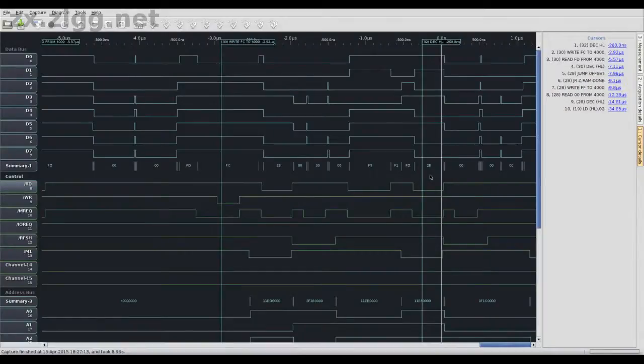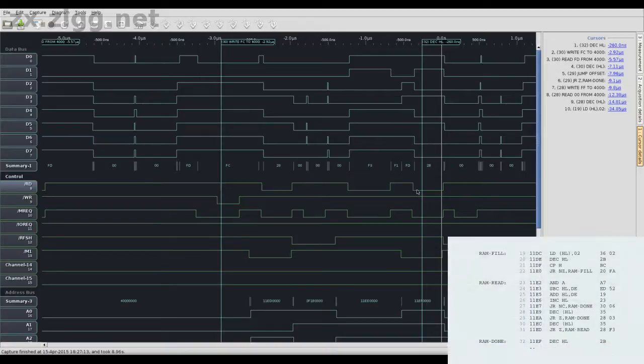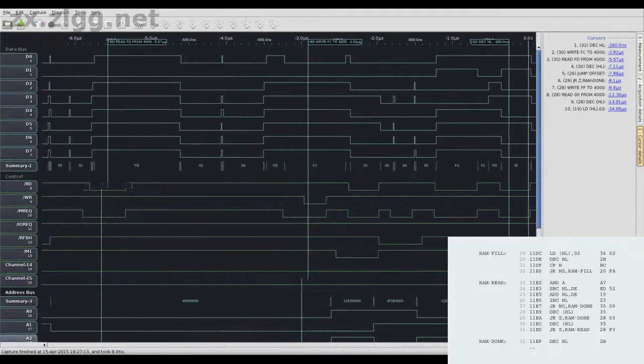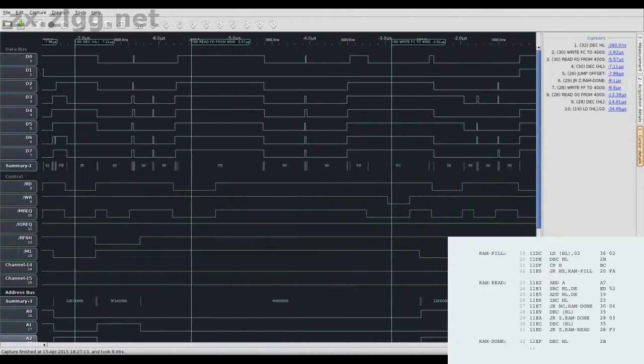Again, I've saved you the boredom of watching me create cursors to mark points of interest, but that's what I've done. And as before, the white vertical line marks the trigger point. This is when the CPU retrieved the instruction at 11EF, that's line 32 in the disassembly, and that means that the preceding RAM read loop has just terminated. So if we scroll a little bit to the left, we should be able to see what happens immediately before that.